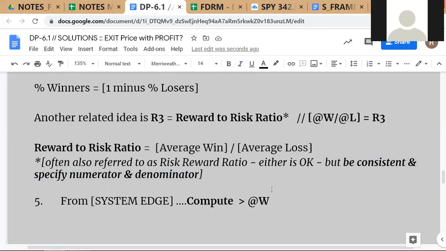Now, what do we have here? So this is where we stopped the other day. System edge, very important to understand it conceptually.